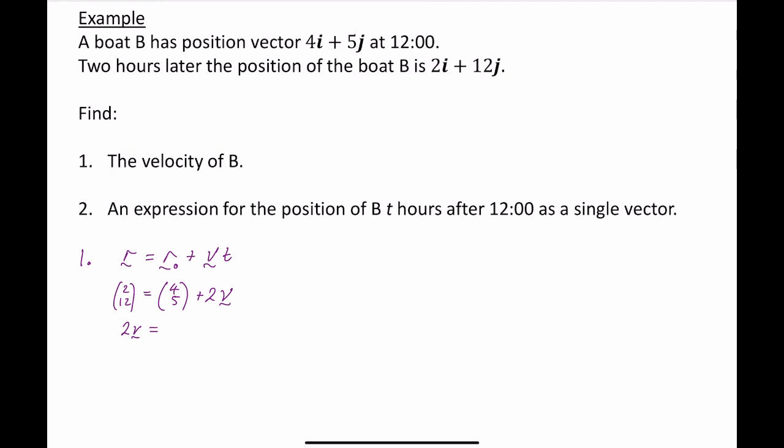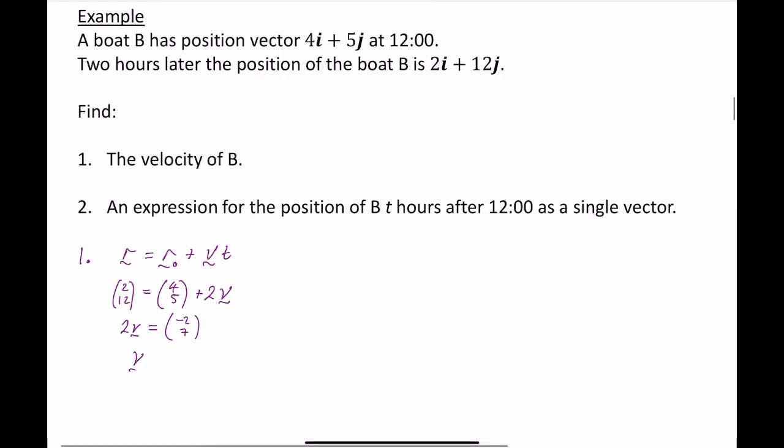Let's take away 4, 5 from both sides, and that's going to leave me with -2, 7. And therefore, my velocity, if I divide by 2 both sides, will be -1, 3.5. So that's my velocity of B. They haven't given me any units, so I don't need to include any.